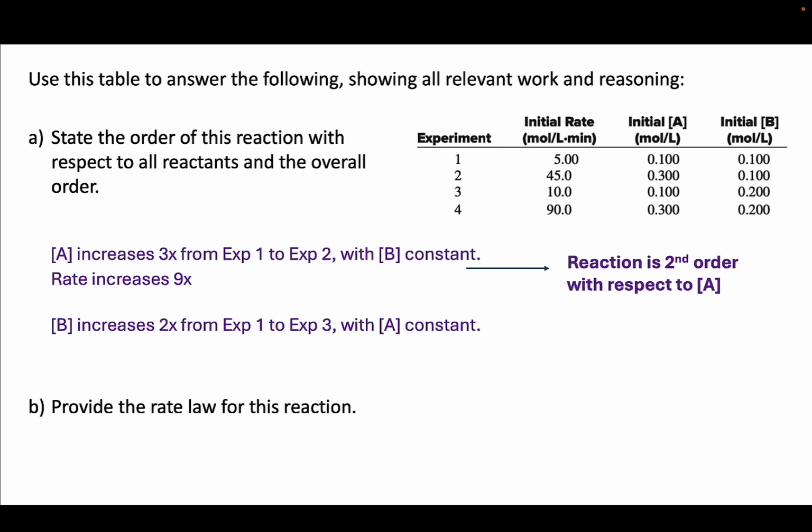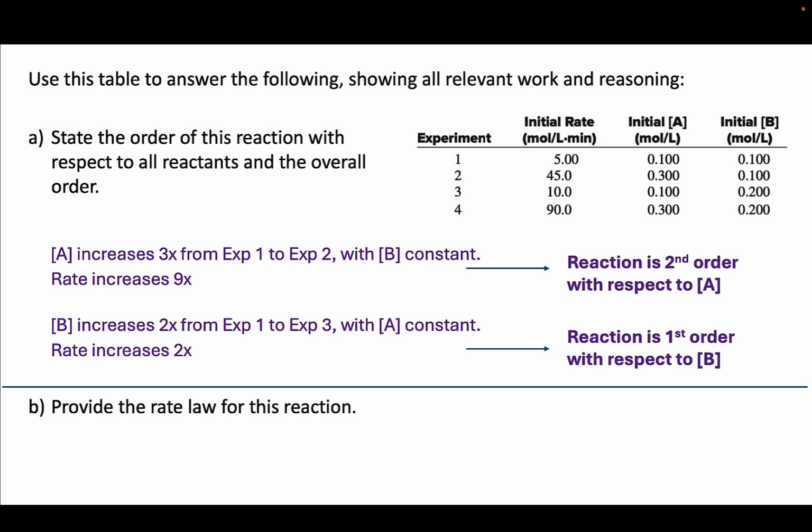Now we need to do the same thing with reactant B, and that will be from looking at experiments 1 to 3, because in this case A is constant between 1 and 3, and B increases by a factor of 2. It's double what it was before. When we do that, the reaction rate also doubles, and that means the reaction is first order with respect to B. This is not the only way we could solve this with these specific experiments, and you're definitely open to doing things different ways, but it is a solution for getting the reaction orders for each of these reactants.